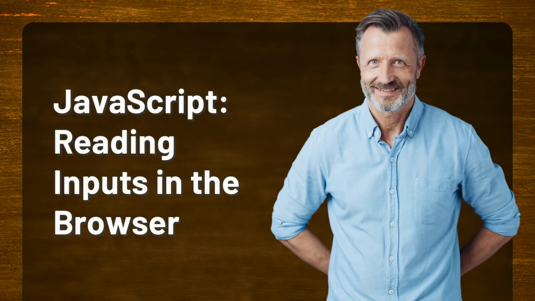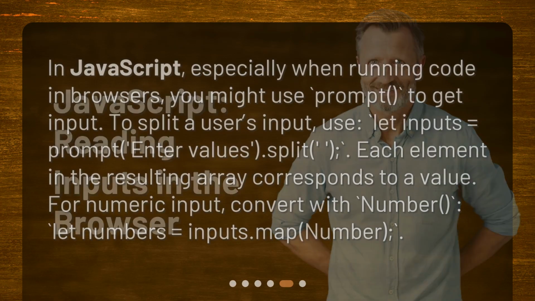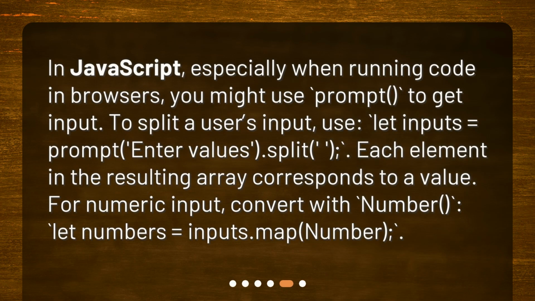JavaScript, reading inputs in the browser. In JavaScript, especially when running code in browsers, you might use prompt to get input. To split a user's input, use let inputs = prompt("Enter values").split(" "). Each element in the resulting array corresponds to a value. For numeric input, convert with Number. let numbers = inputs.map(Number).